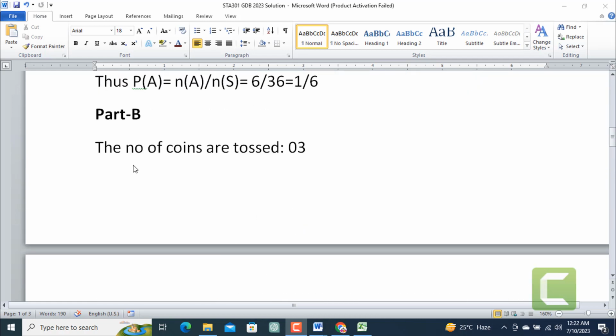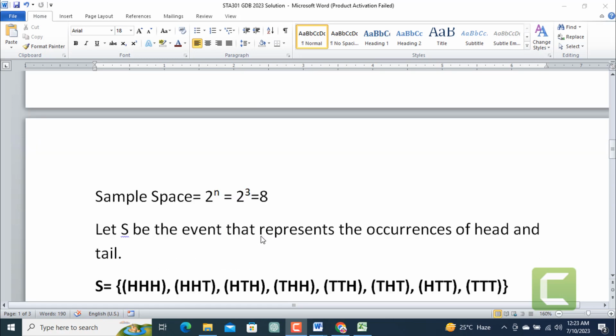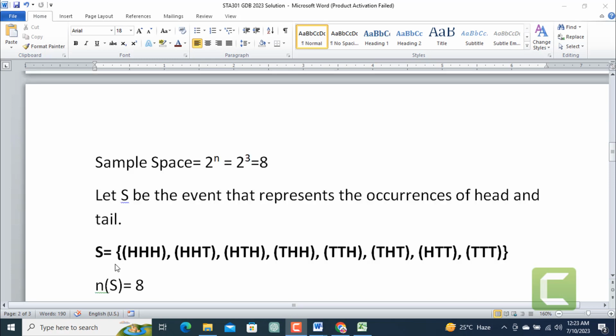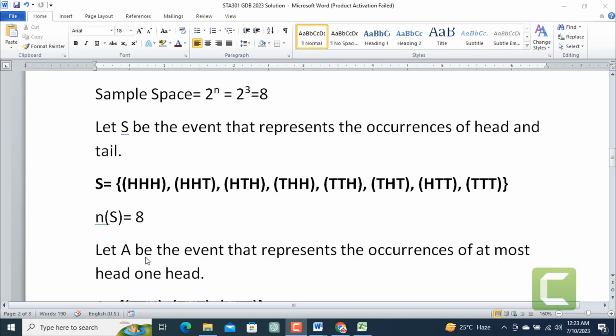Now come to part B. The number of coins tossed is equal to 3, so the sample space is 2 raised to the power n, which is 2 raised to the power 3, equal to 8. It means let S be the event that represents the occurrence of heads and tails. So S is equal to HHH, HHT, HTH, THH, TTH, THT, HTT, TTT. So the number of elements in S, n(S), is equal to 8.